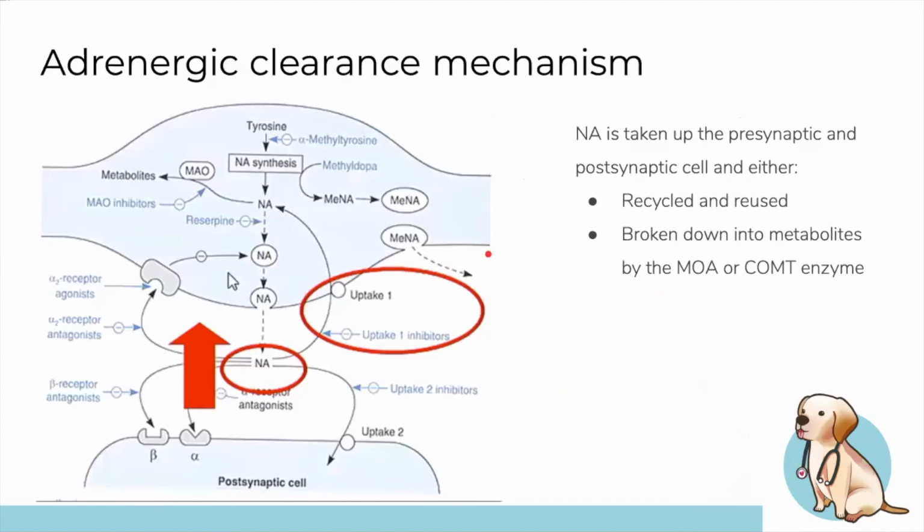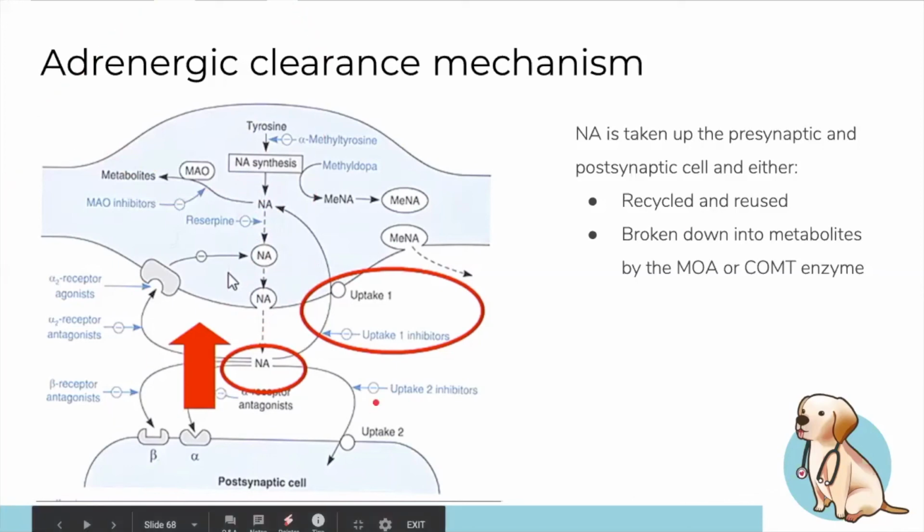We're almost there. So adrenergic clearance mechanism, a little bit different. The way it works here is basically noradrenaline is synthesized, released. At this particular point, it's taken up, and it's either taken up and reused and recycled, or it's broken down into your metabolites, stuff that you need for metabolism. So that's pretty much all you need to know.